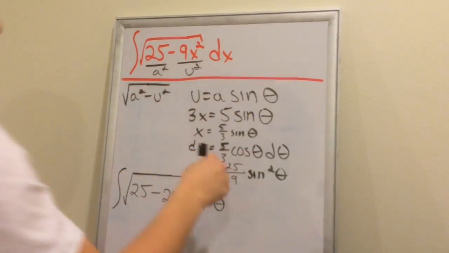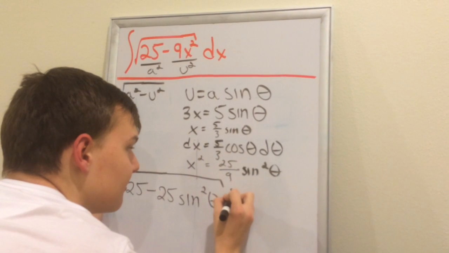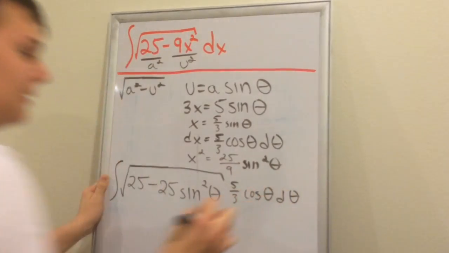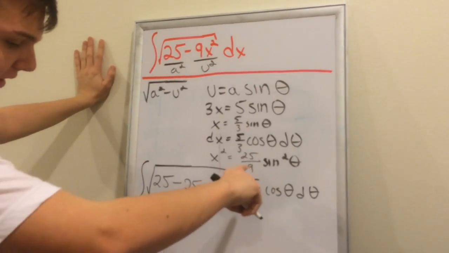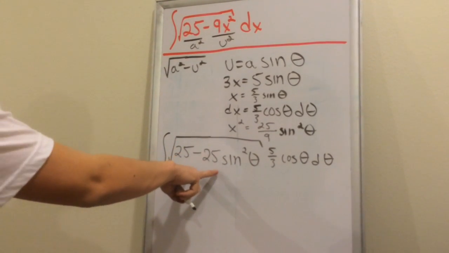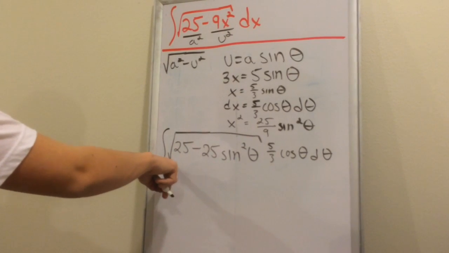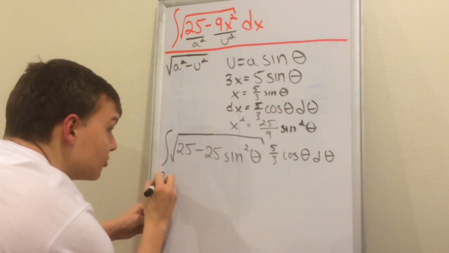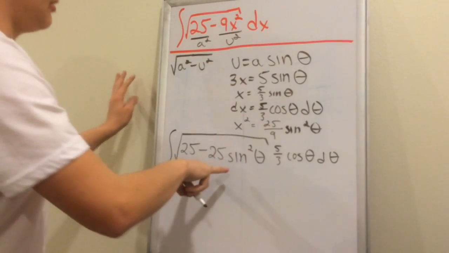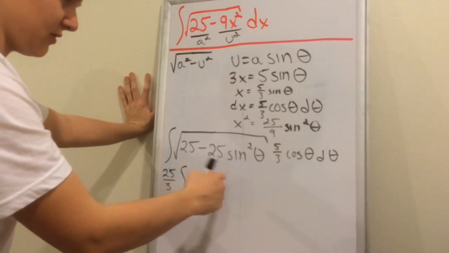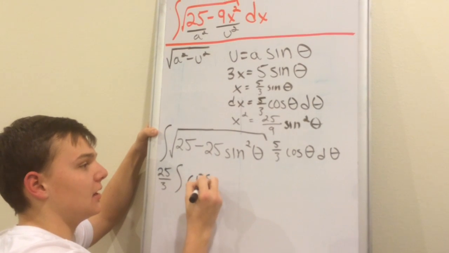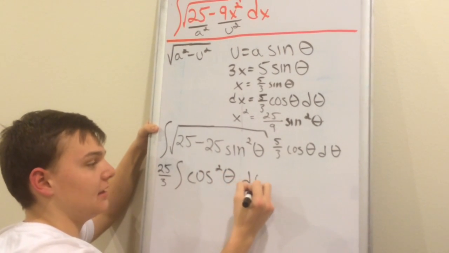Well, dx we found here to be 5/3 cosine theta d theta. And from there, we recognize that we pull out a 25 here, so that's 5. So in the end, we're going to have 25/3, leaving us with 1 minus sine squared, and the square root of that is cosine squared, leaving us with cosine squared theta d theta.